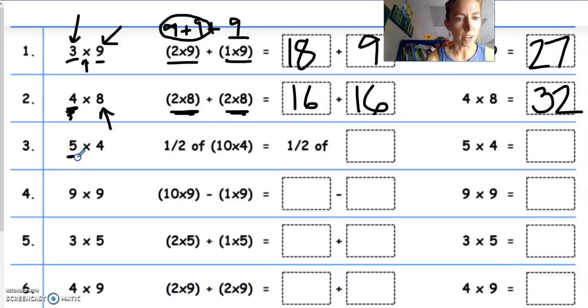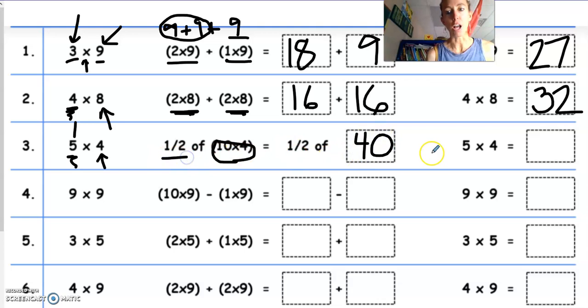Okay, let's try this one, a factor of 5. So you could count by 5s 4 times. Or you could do, instead of 5 times 4, you could do 10 times 4, which is 4, put a 0 after it, 40. And now we do half of 40. Well, half of 4 is 2. So it is going to be half of 40 is 20. Cha-ching.